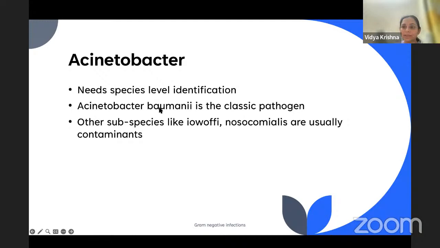So the next part is Acinetobacter. So Acinetobacter, again, the most important thing that we want to worry about is Acinetobacter baumannii. Okay, so species level identification. The lab cannot tell you just Acinetobacter species. That doesn't mean anything. So Acinetobacter baumannii is a classic pathogen. Other things like Acinetobacter nosocomialis, usually they are contaminants and you can ignore.